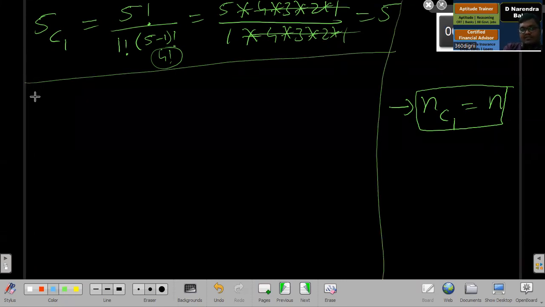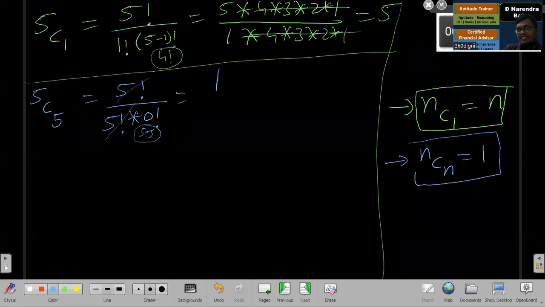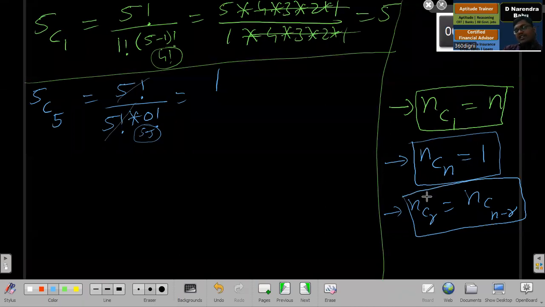Now let us see another one. 5C5. That is 5 factorial by 5 factorial into 0 factorial. 5 minus 5 is 0 factorial, which is 1. 5 factorial cancels. It is 1. And what is another formula we know? nCn is equal to 1 only. And nCr is equal to nC(n minus r); we already know this. Try to note down these 3 formulas, guys. One more minute. Note down these 3 formulas. Then we will move to questions.